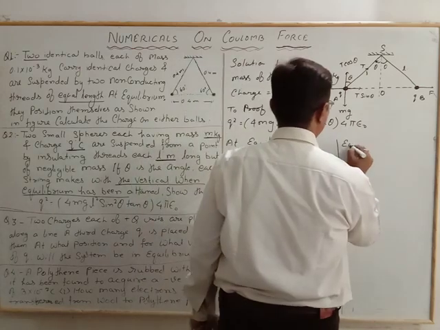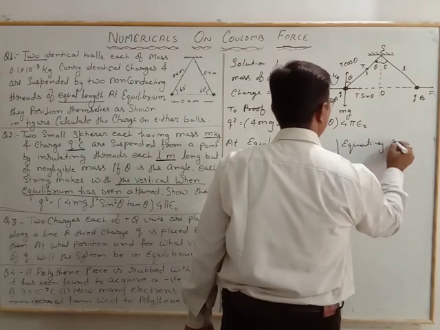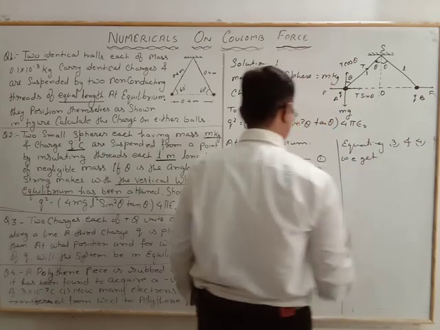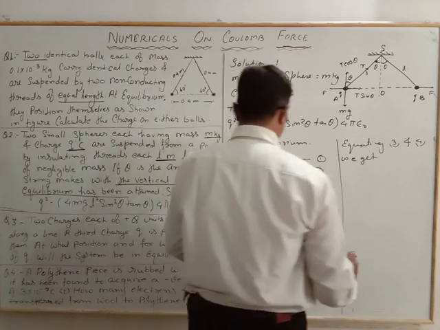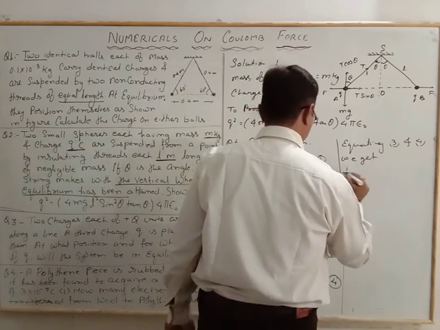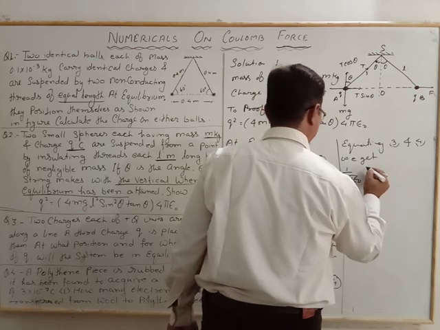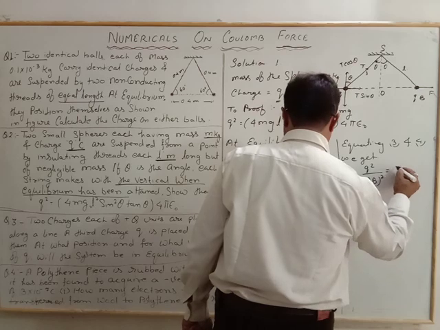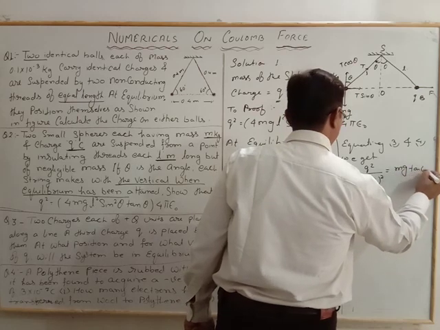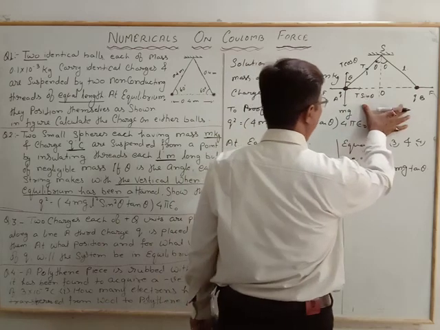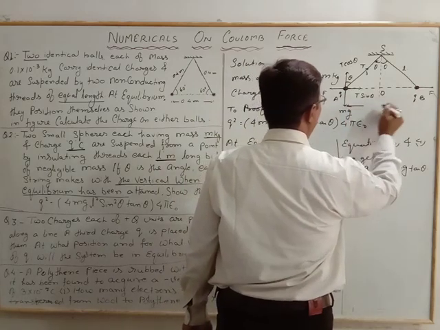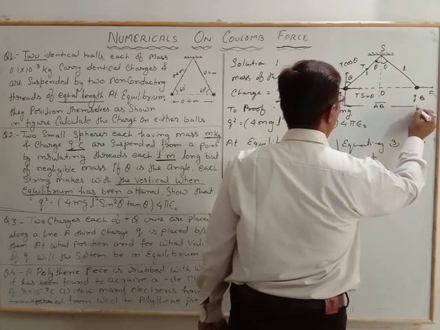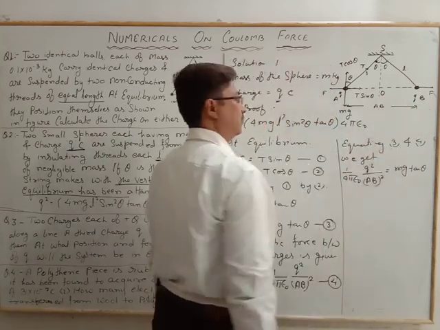Now equating 3 and 4, we get 1 by 4 pi epsilon naught Q square by AB whole square is equal to mg tan theta. Now we calculate the value of AB. What is the distance AB between the two charges? So we calculate AB first, A to B.